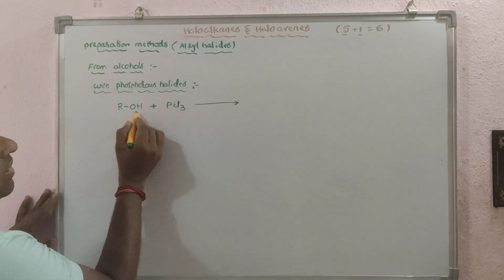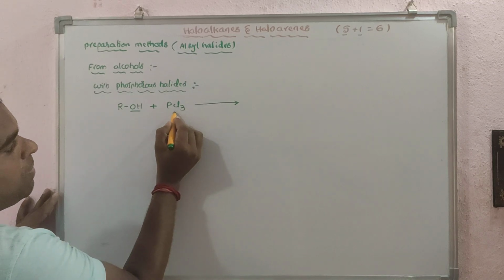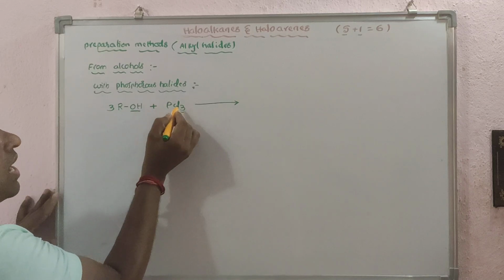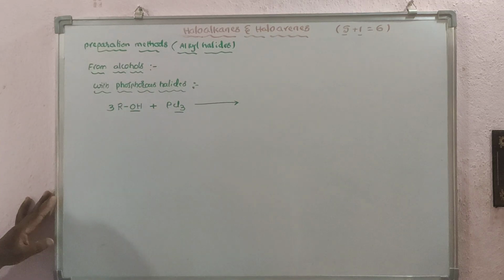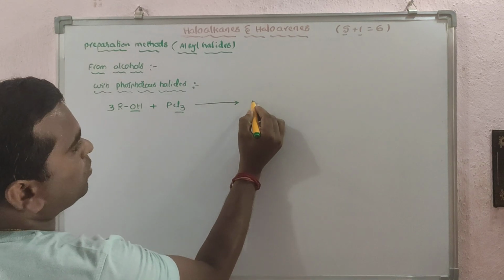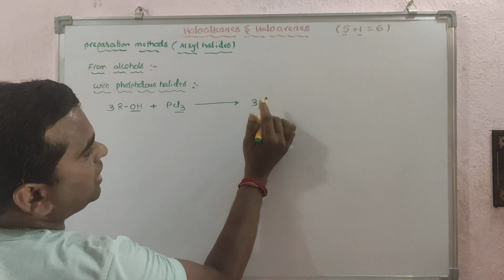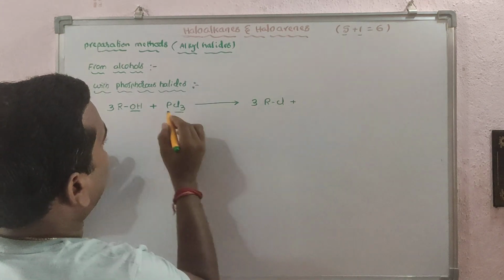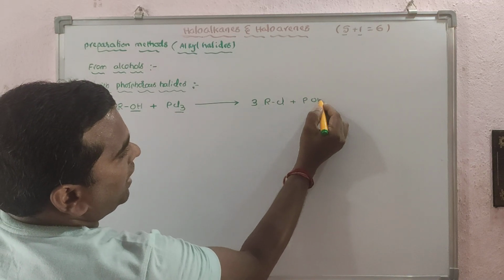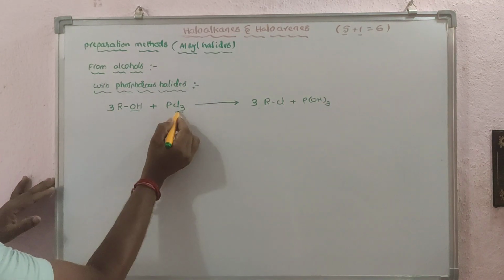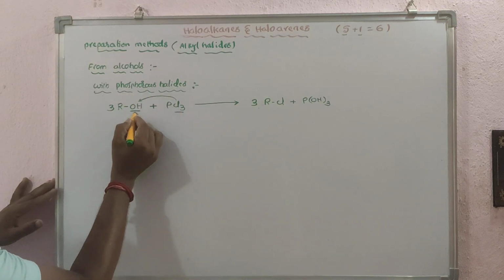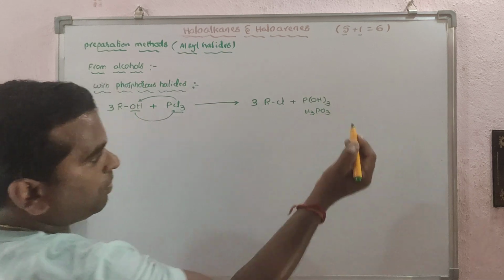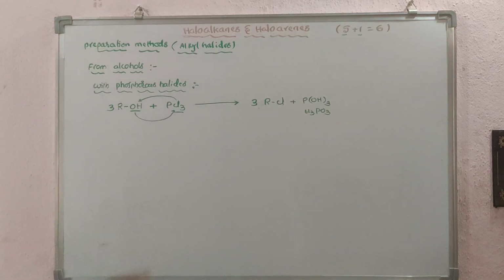In this one, this OH group is replaced by chlorine. How many chlorine atoms are there here? 3. And here 3 OH groups are substituted by 3 chloride groups. You will get 3 moles of alkyl chloride plus P(OH)3. Yes, 3 chlorine atoms are shifted here and 3 OH groups are here. This can also be written as H3PO3, phosphorus acid. Yes, this is one preparation.